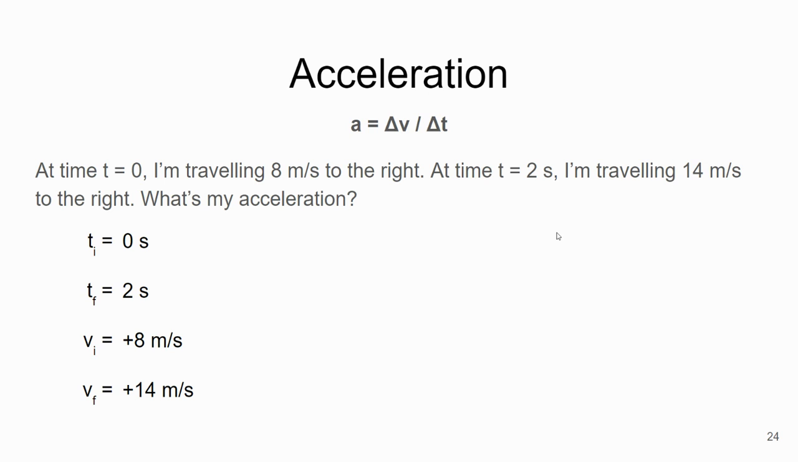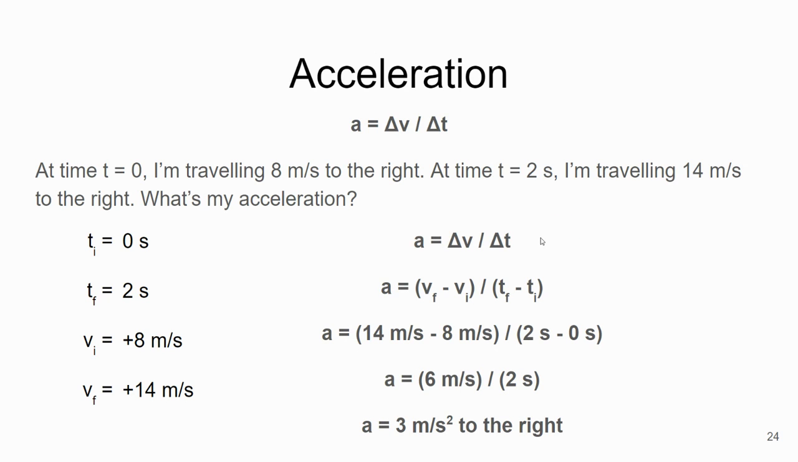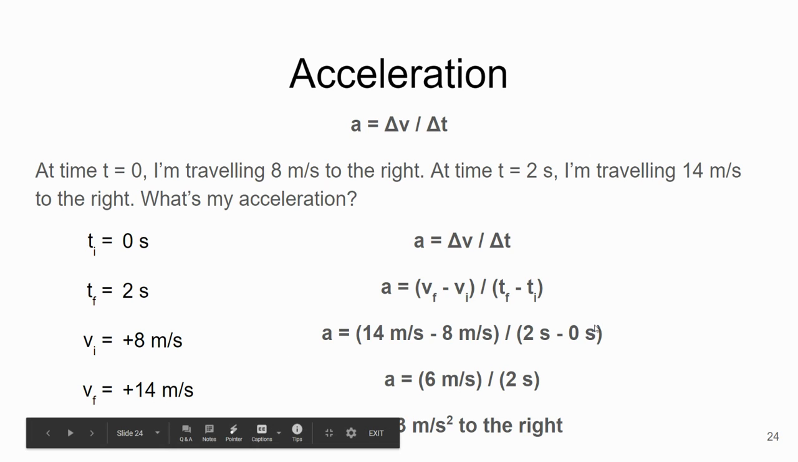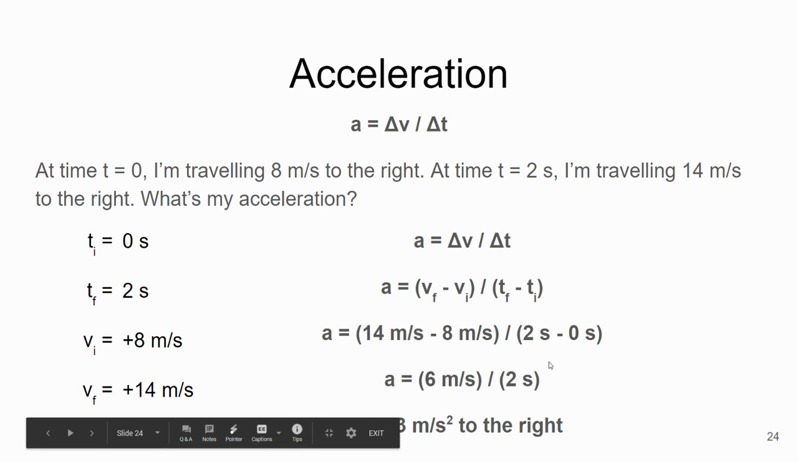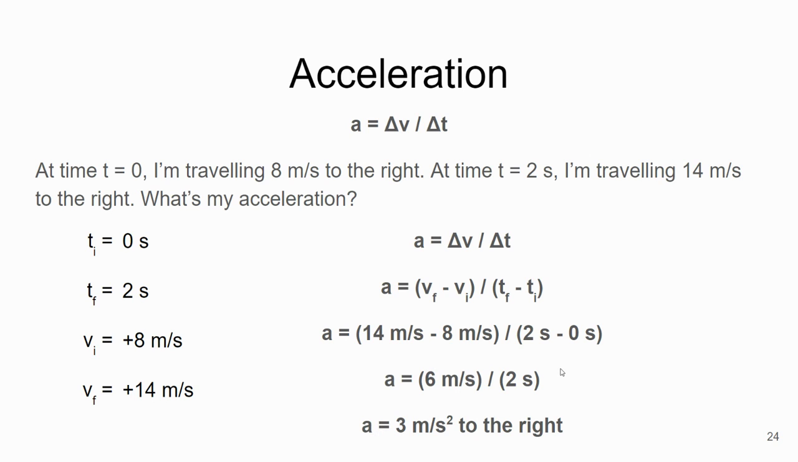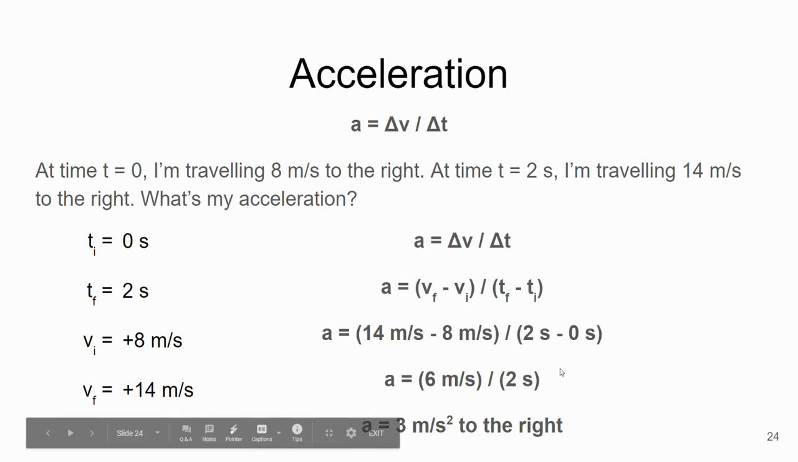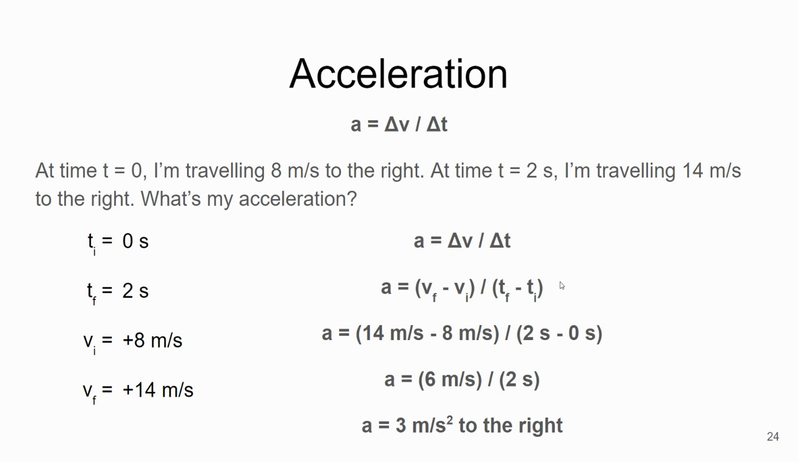So if we want to figure out the acceleration, start up here with the definition of acceleration. Sub in V sub F minus V sub I for delta V. Sub in T sub F minus T sub I for delta T. Plug in your numbers everywhere. Do your algebra correctly. PEMDAS. Respect your parentheses. And you're going to end up with 6 meters per second divided by 2 seconds. And if you ask your calculator what's 6 divided by 2, you end up with 3. And your units would be meters per second squared, which are the units of acceleration. So we're very happy about that.